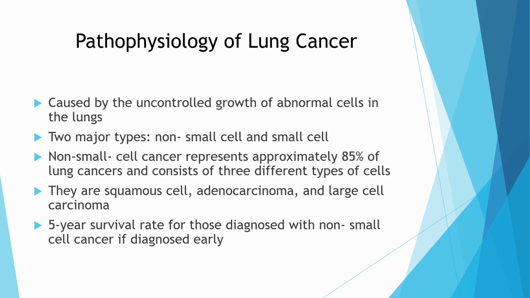So the pathophysiology of lung cancer, it is caused by the uncontrolled growth of abnormal cells in the lungs. The two major types are non-small cell and then small cell. Non-small cell cancer represents approximately 85% of lung cancers and will consist of 3 different types of cells. There are squamous cell, adenocarcinoma, and then large cell carcinoma. There is a 5-year survival rate for those diagnosed with non-small cell cancer if it is diagnosed early.